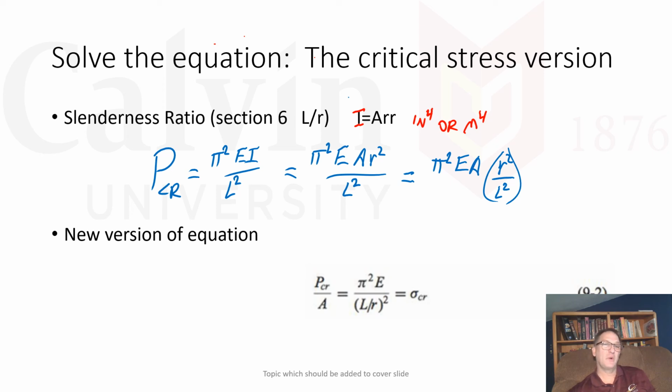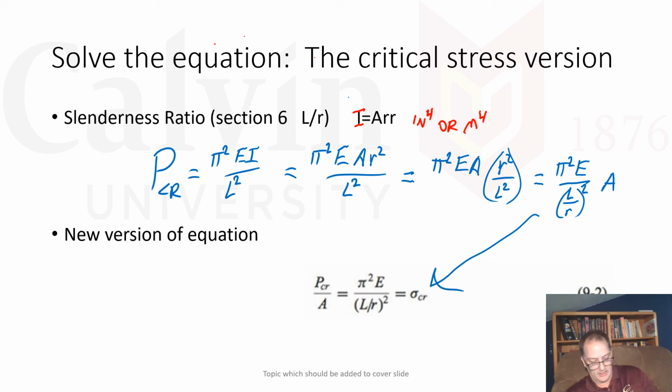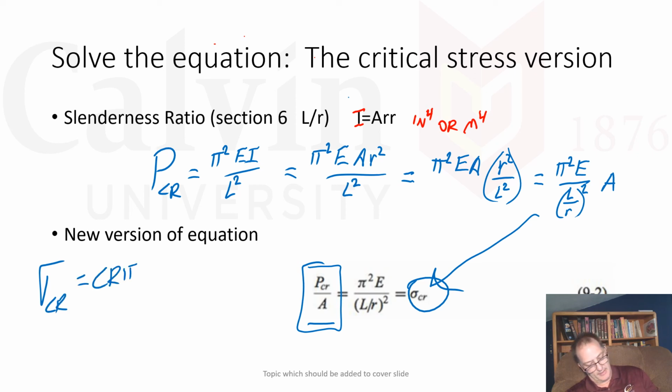And that r squared over L squared is the slenderness ratio, but we write it this way: pi squared E over (L over r) squared. And then I'm going to leave my area right there for the moment, but you can see I just have to pull it over to here. And then I've got two new things that I developed. This one is the critical stress.